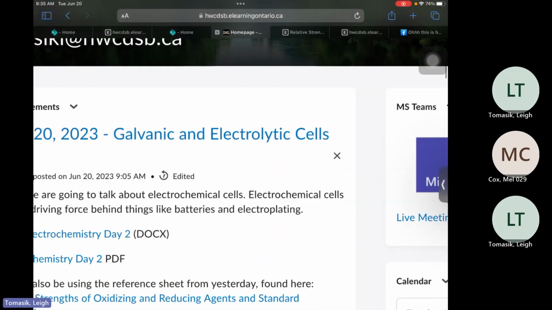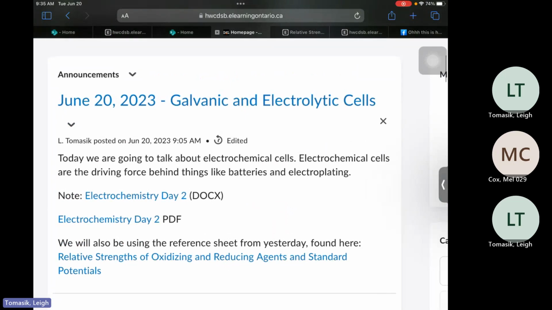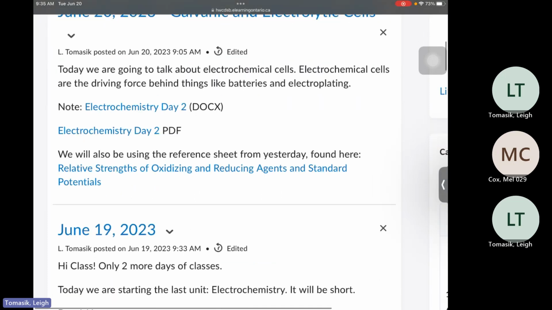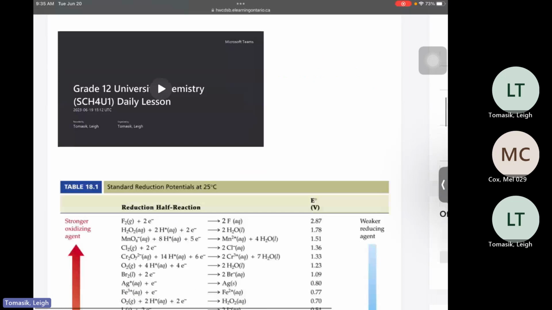Okay, so today we are taking a look at electrochemical cells, galvanic and electrolytic cells. Electrochemical cells are the driving force behind things like batteries and electroplating. We have two notes. We have the Microsoft Word document, and we have a PDF of the notes. If you are working on a tablet and scribbling on it, I recommend the PDF. We're also going to need the relative strengths of oxidizing and reducing agents.